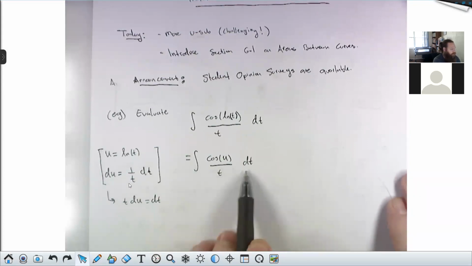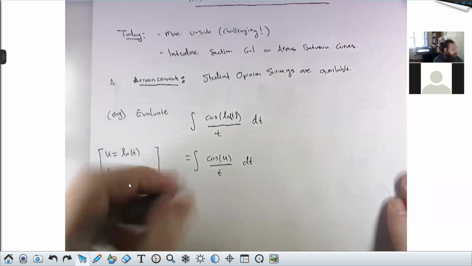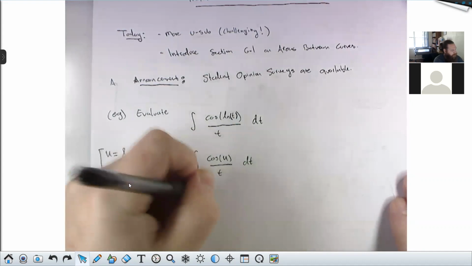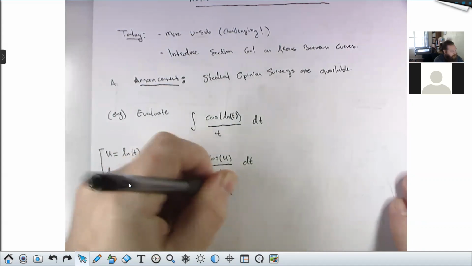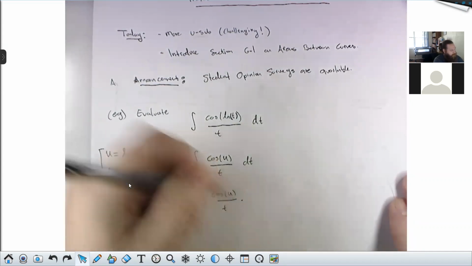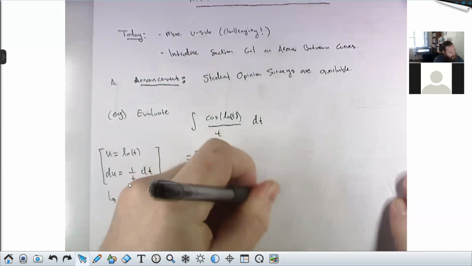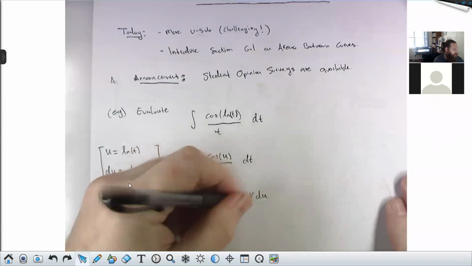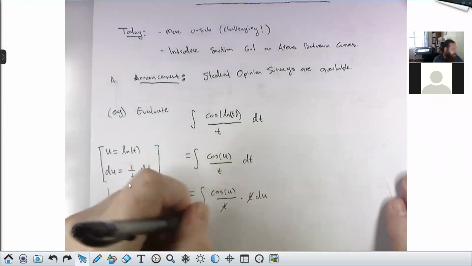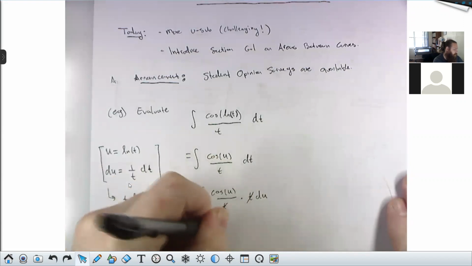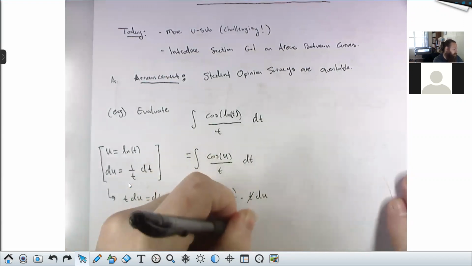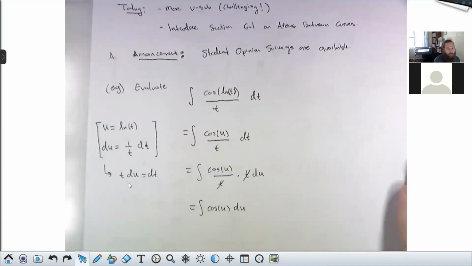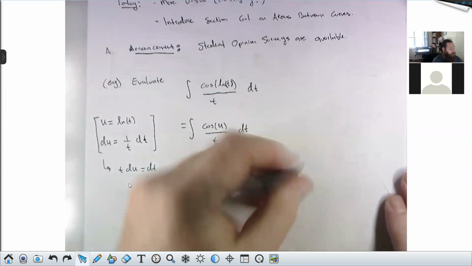So everywhere there's a dt here, I can swap in t times du, and then my integral will become the integral of cos u over t times t du. And like Mackenzie said, these t's are going to cancel. So we end up with the integral of cos u du. All right, how do we proceed from here? So at this stage, substitution is done.